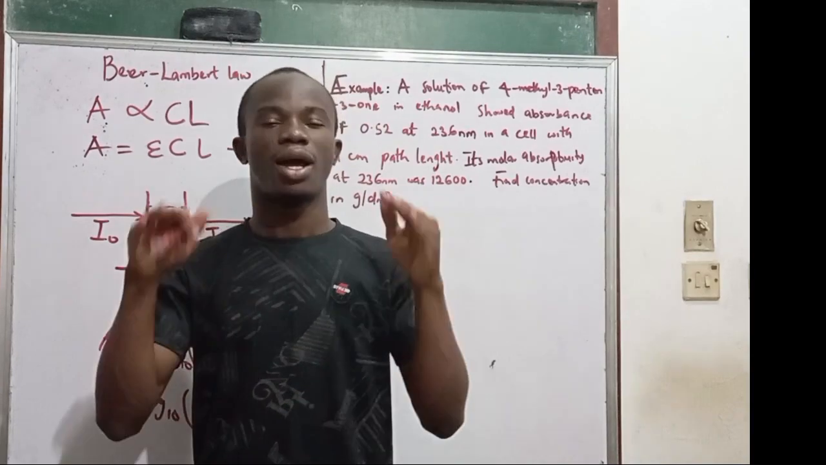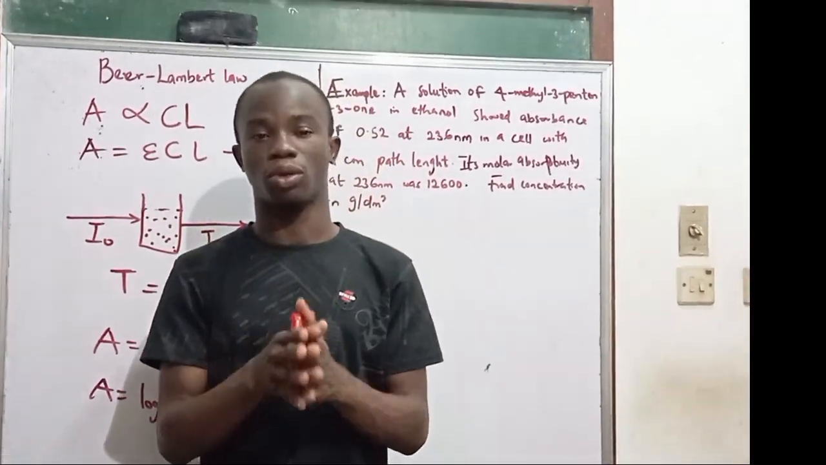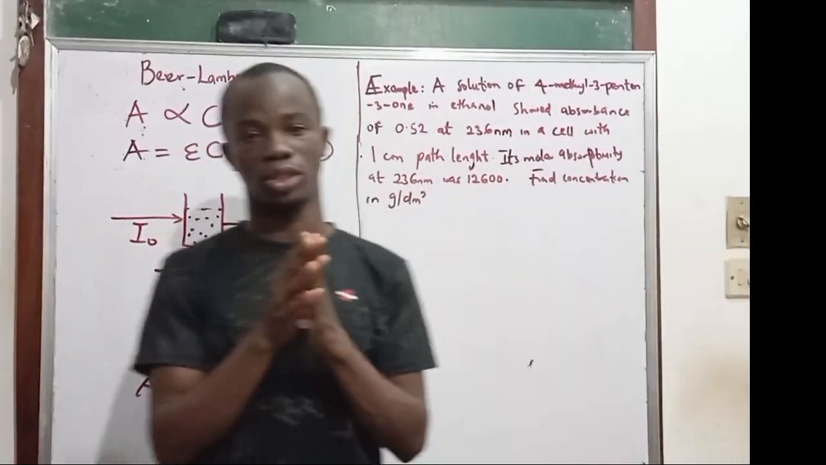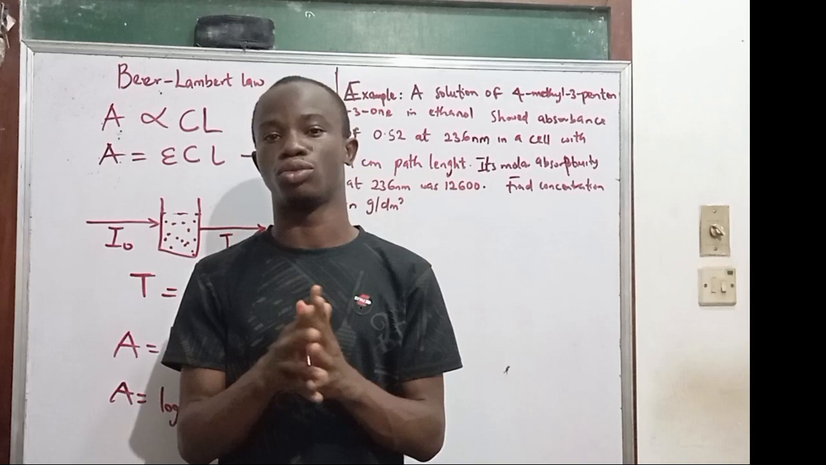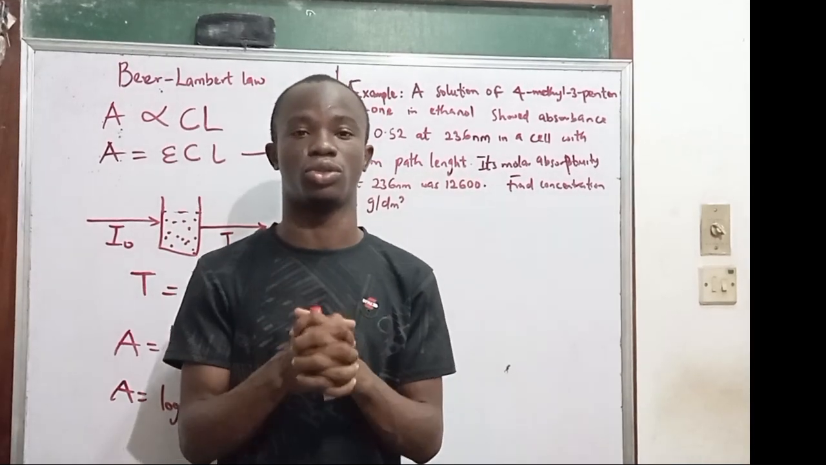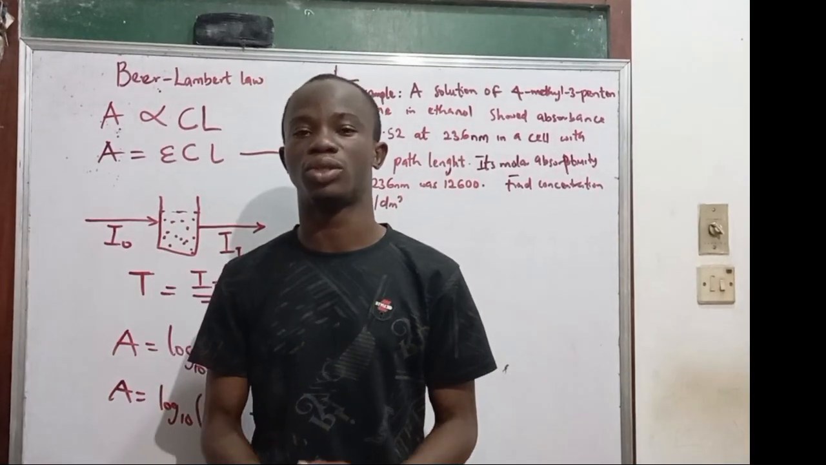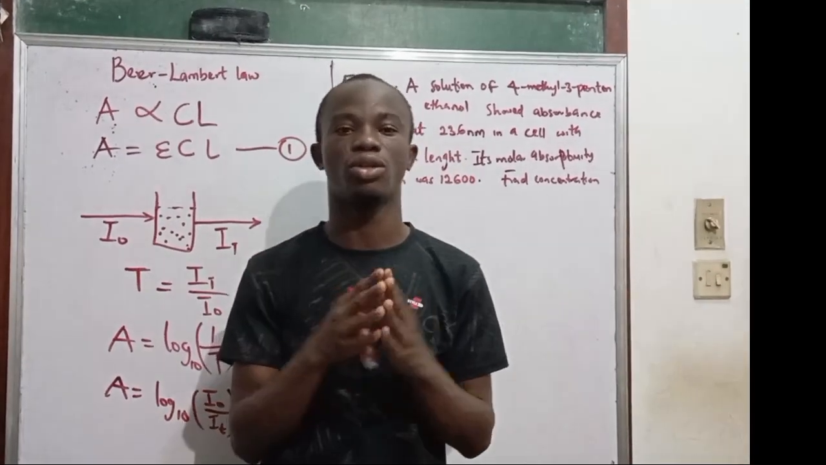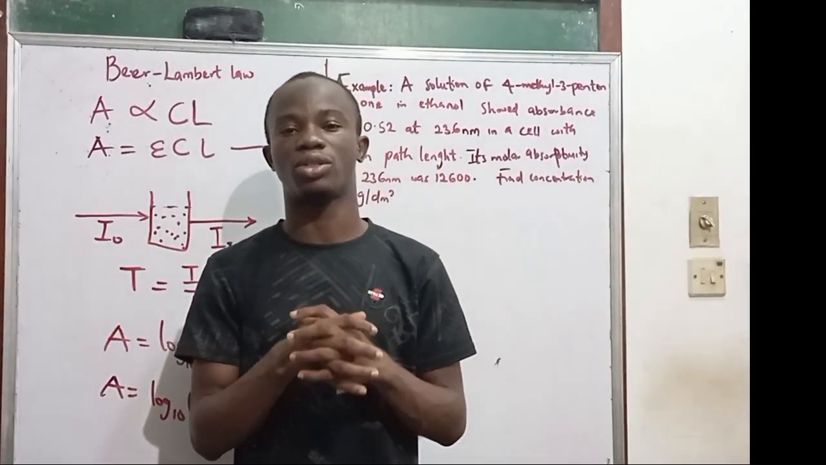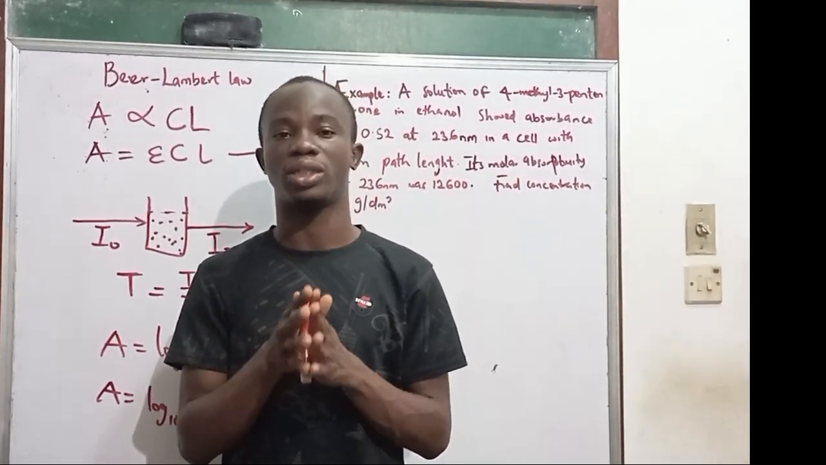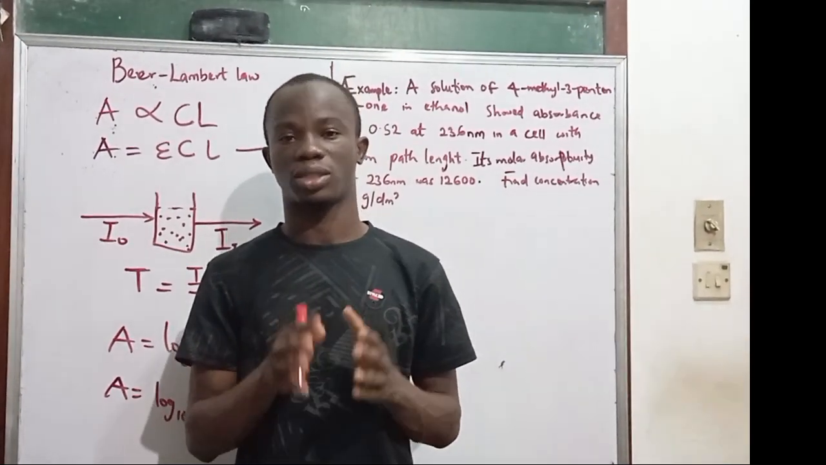After talking about what we have under Beer-Lambert law, which in summary relates absorbance to the concentration of substance in your solution and to path length, I've also tried to show the relationship between the absorbance and the intensity of light incident on a particular sample, and the intensity of light transmitted after absorption has taken place.